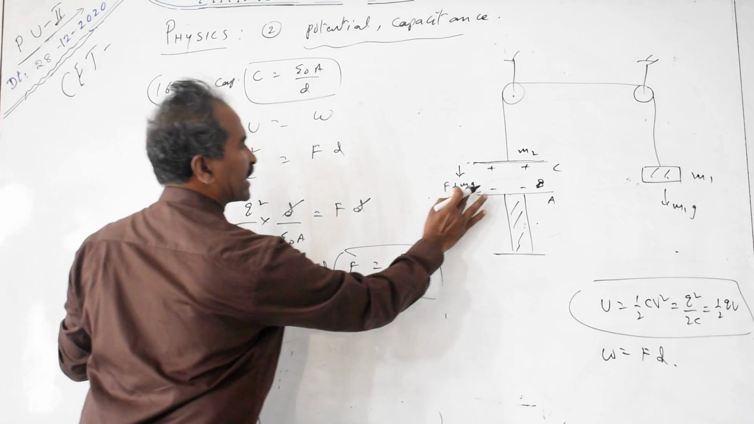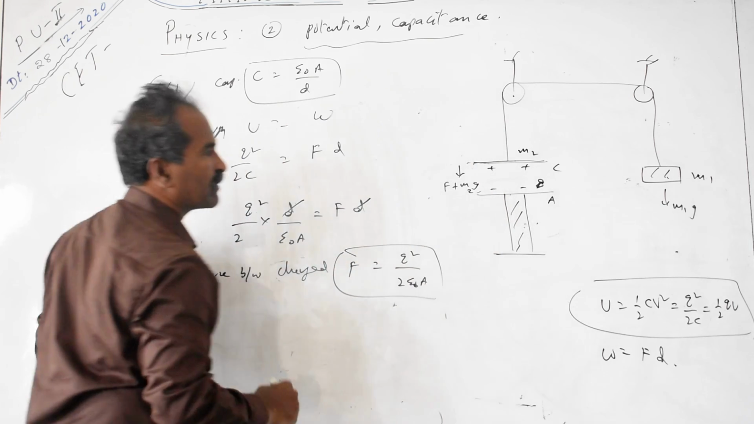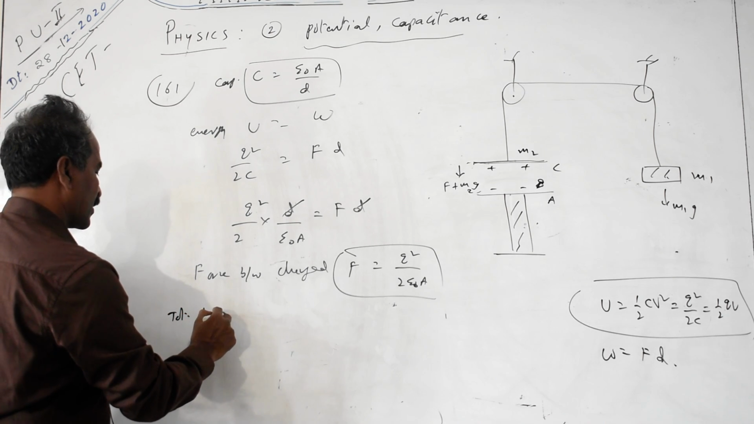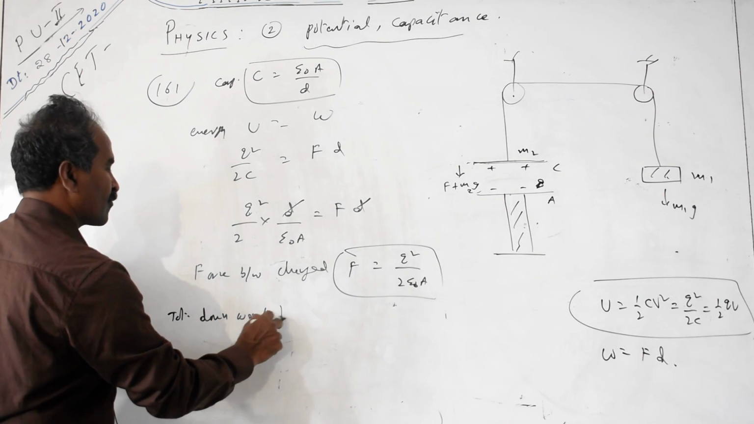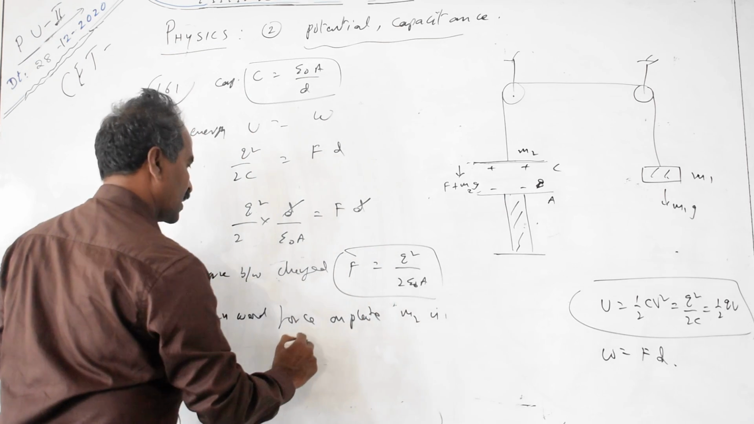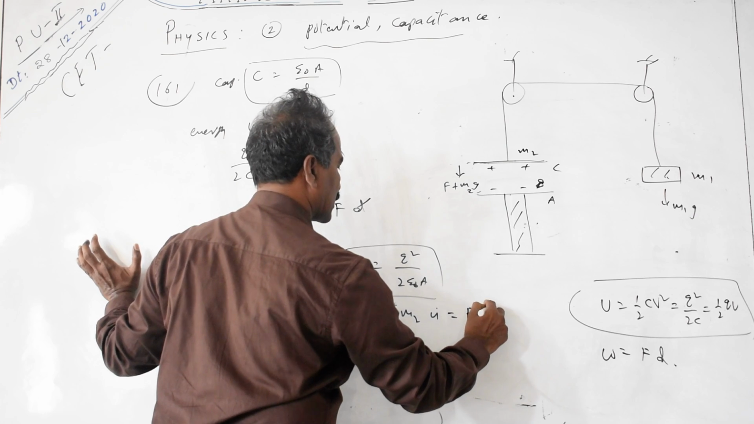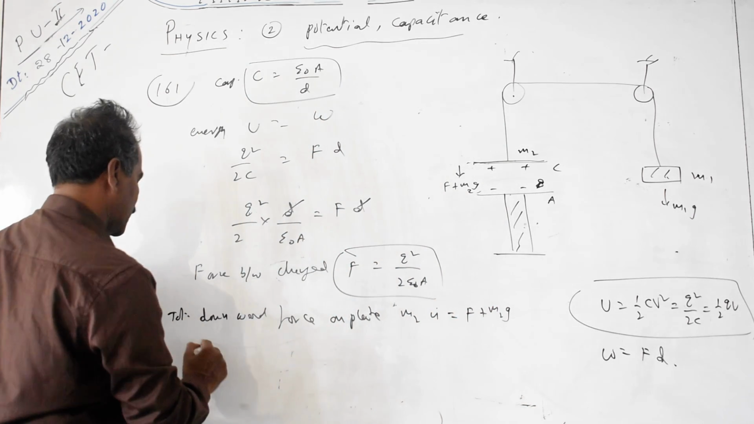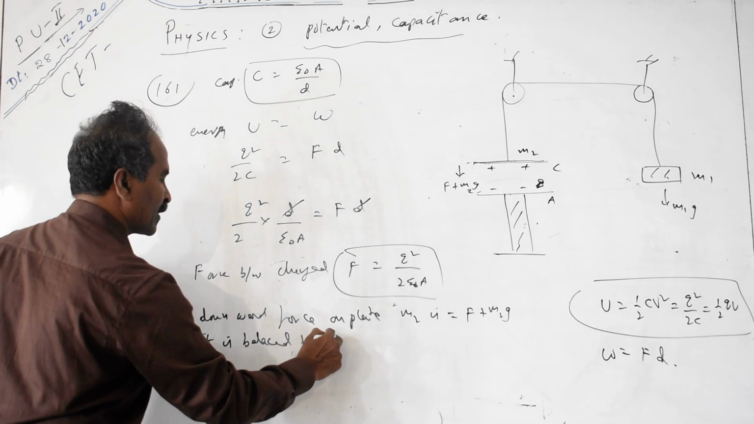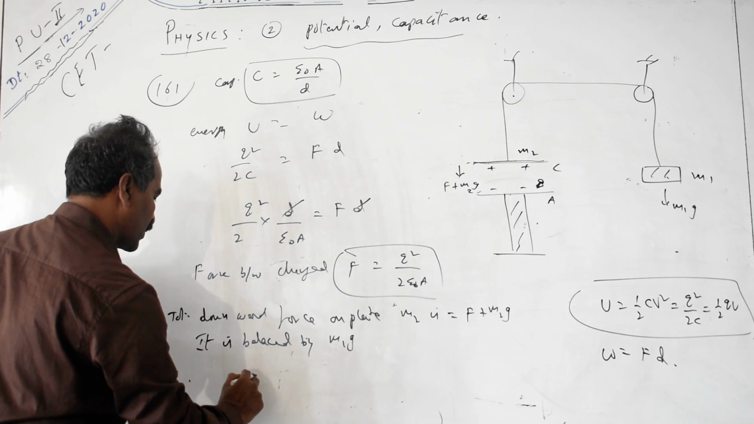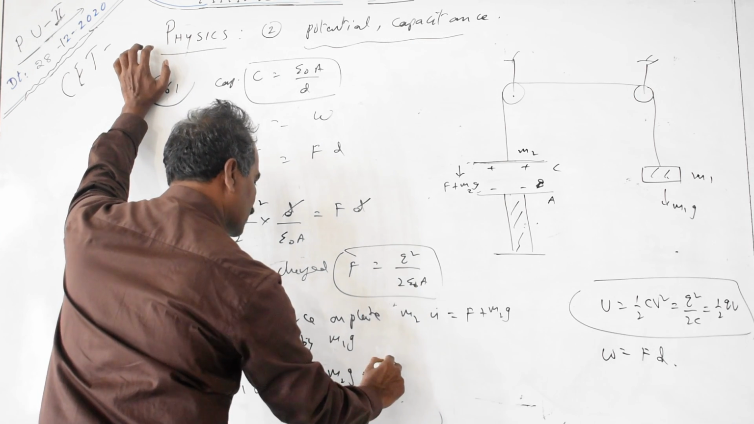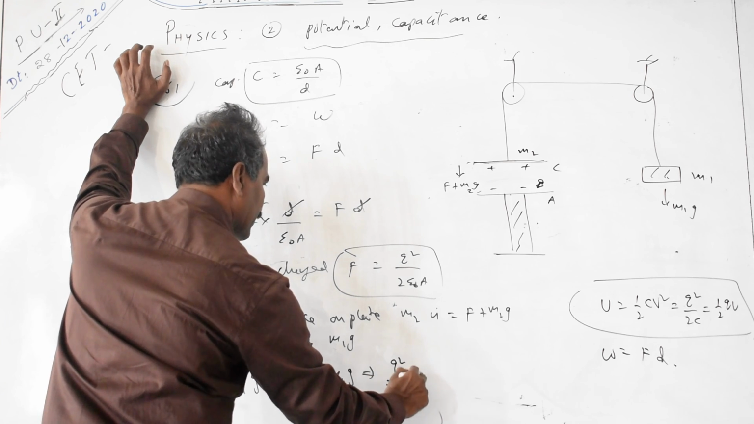The weight acting downwards is M2g. So the total downward force on plate M2 is F plus M2g. It is balanced by M1g. In equilibrium the net force is 0, therefore M1g equals F plus M2g. F is Q squared by 2 epsilon naught A, plus M2g.